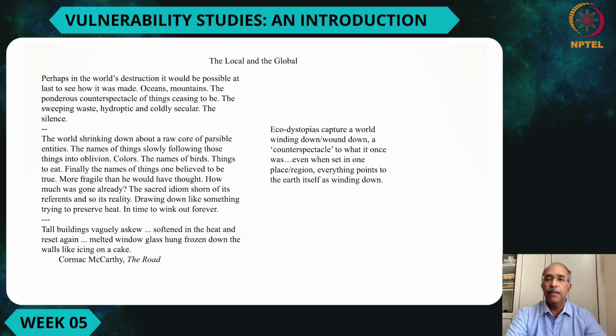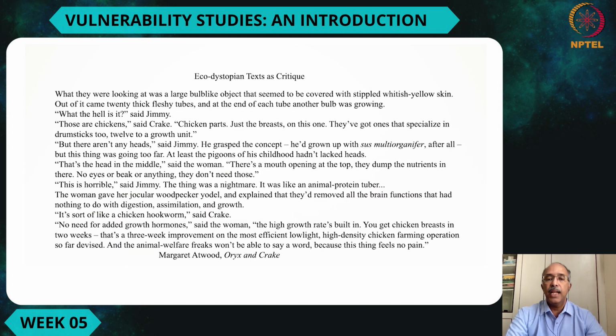Then something I have emphasized a couple of times before this, eco-dystopian texts as critique. And here is an excerpt from Margaret Atwood's volume 1 of the Mad Adam trilogy, Oryx and Crake.